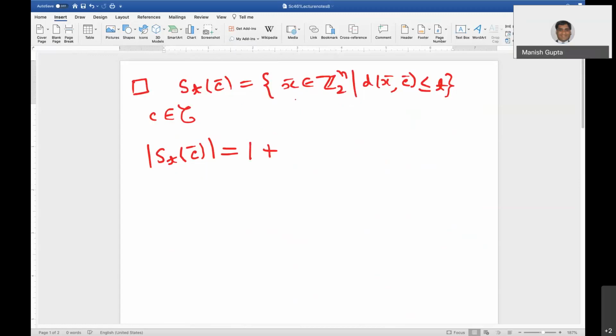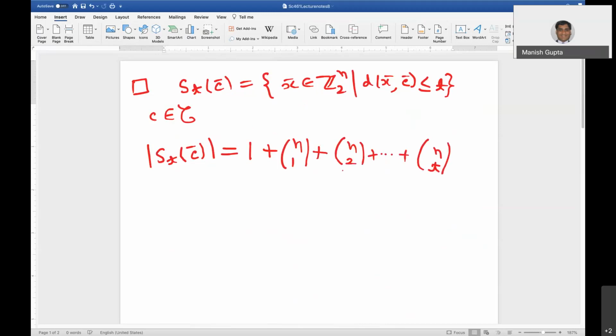Now we need to count how many vectors are at distance at most one from C. At most one means there are a total of n positions, and one position will differ. So I have to choose one position which will differ. How many ways can I choose that? n choose 1. Plus, how many code words are at distance at most two? Again, since I have to make two choices, it is n choose 2, and so on up to n choose t.